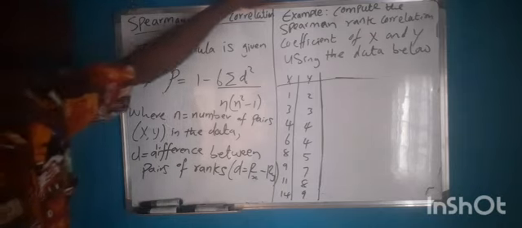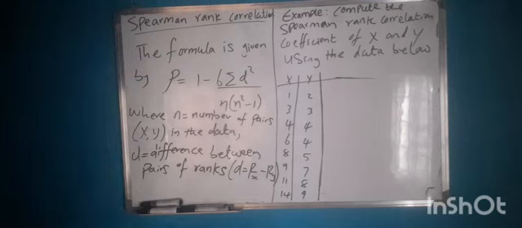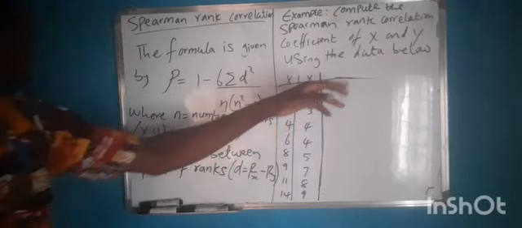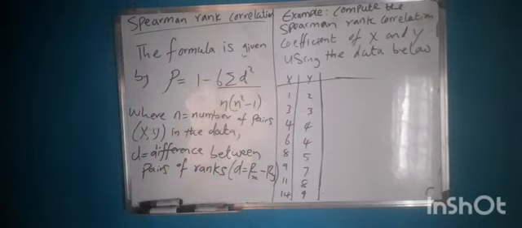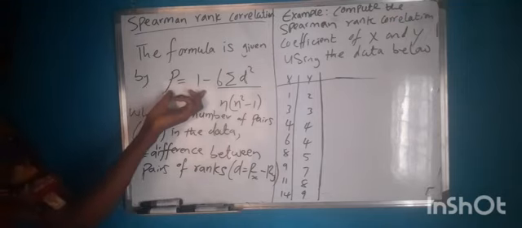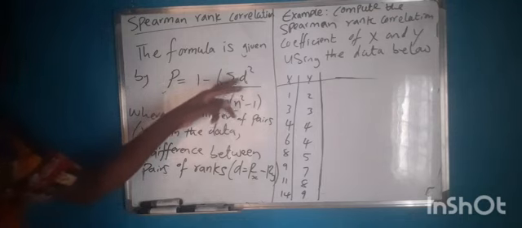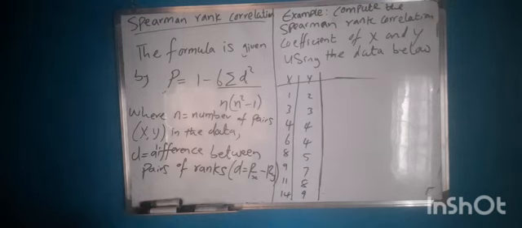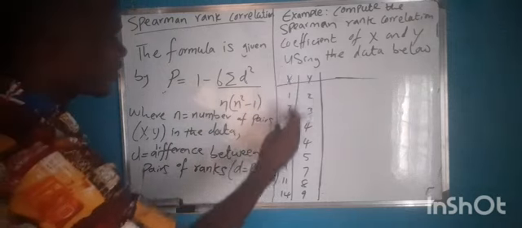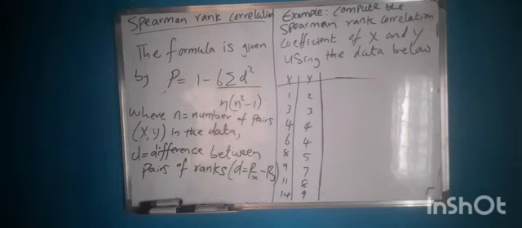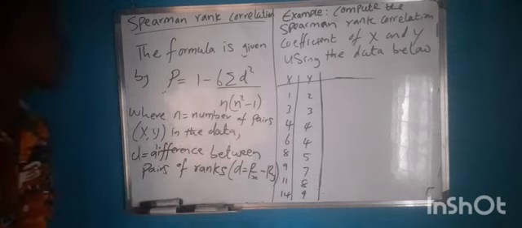The example says we should compute the Spearman rank correlation coefficient of x and y using the data below. This is the data here. The formula is rho is equal to 1 minus 6 summation di squared all over n bracket n squared minus 1, where n is the number of pairs (x, y) in the data. So we're going to rank each of our x and y in ascending order from 1 to 8, because we have a total of 8 observations.